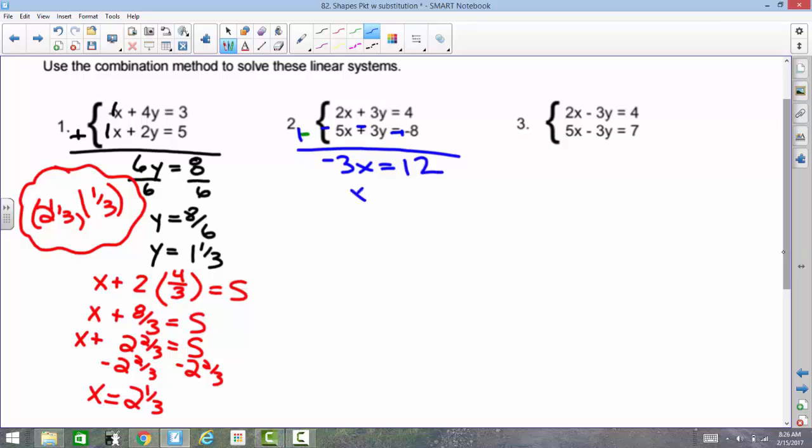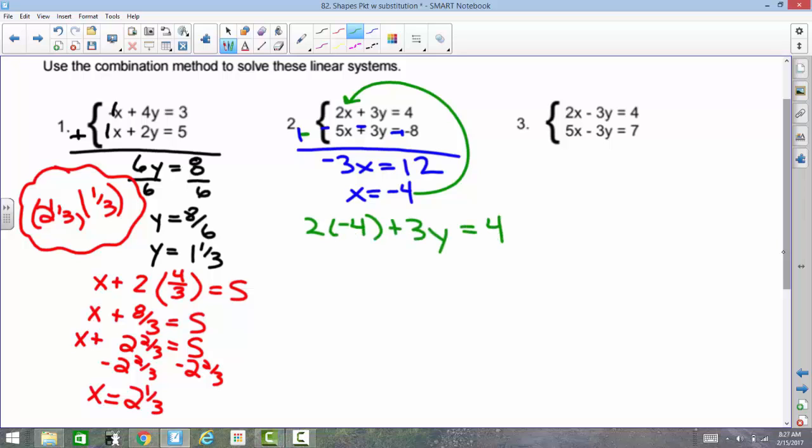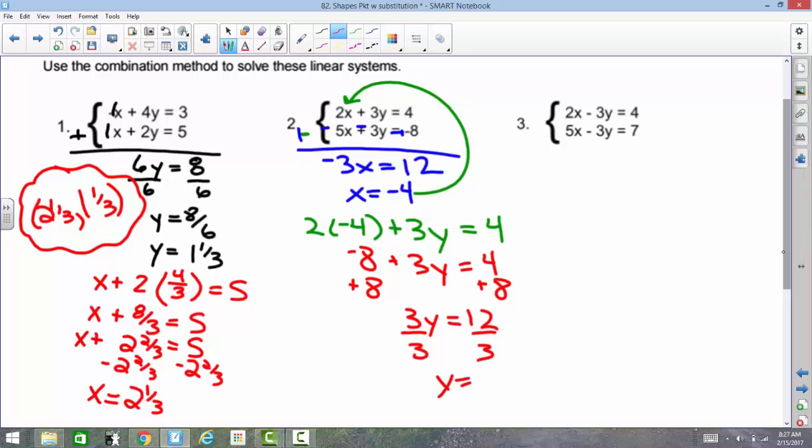So when you divide by -3, you get x equals -4. You're going to plug that back into, the top one looks easier to work with. So 2 times -4 plus 3y equals 4. So 2 times -4 is -8. You're going to add 8 and then divide by 3. So y is equal to 4. So the ordered pair solution is -4, 4.